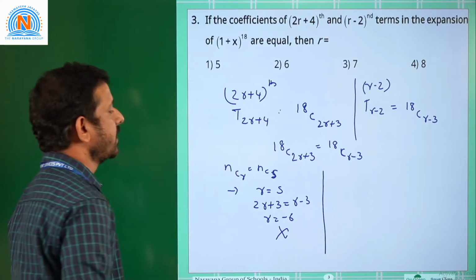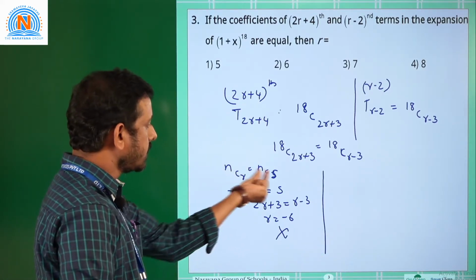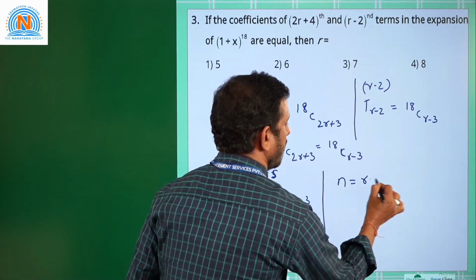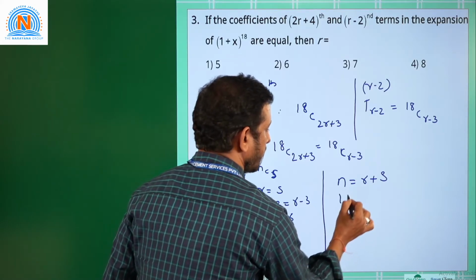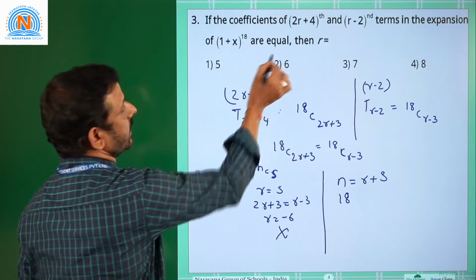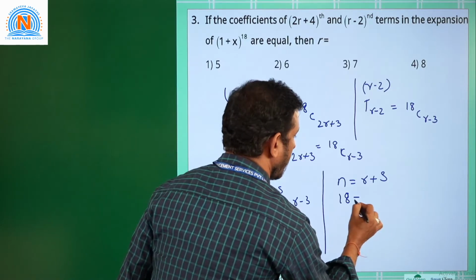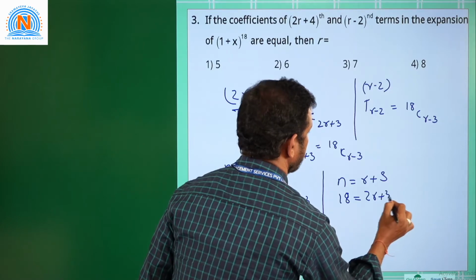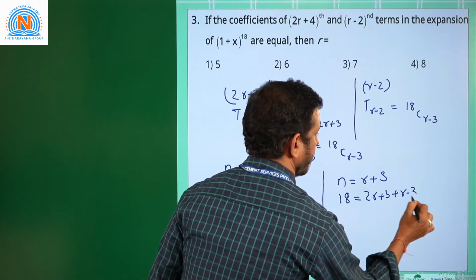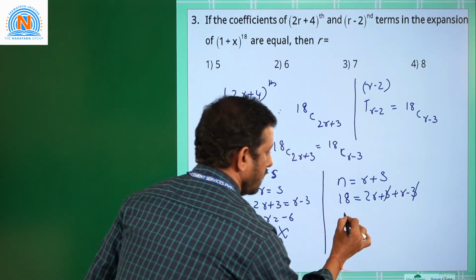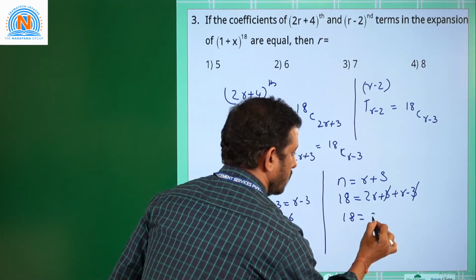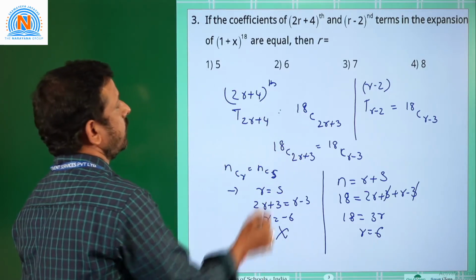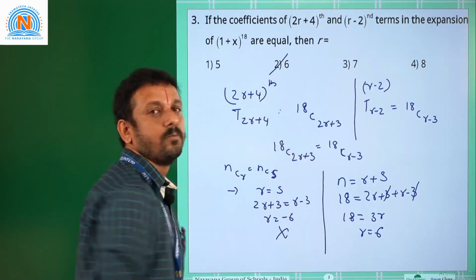Next, if your value of nCr is equal to nCs, the second condition is that n equals r plus s. Here, in place of n we have 18, so 18 equals r plus s, which is nothing but 2r plus 3 plus r minus 3. Therefore these two will get cancelled. 18 is equal to 3r, or the value of r is equal to 6. Therefore that is nothing but our option 2.